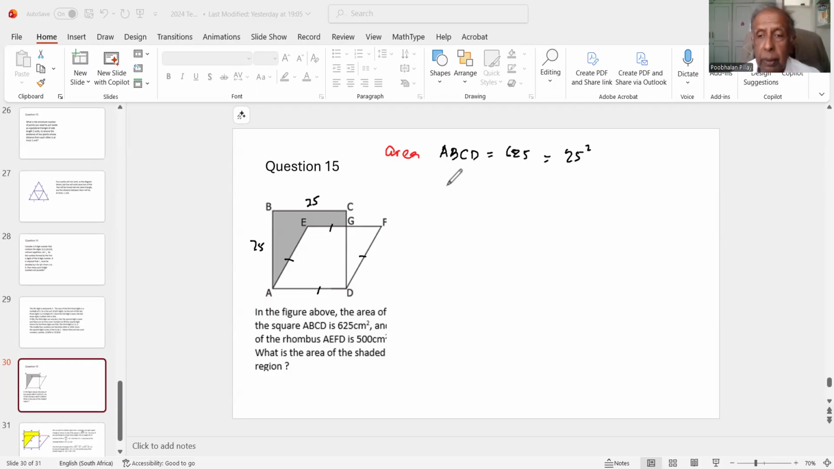So you got 500 is the area of the rhombus. And the area of a rhombus, or area of any parallelogram, is base times height. Right? And the base is, okay, we saw the base is 25. The rhombus shares one side with the square, so the rhombus will also have sides 25. So this is 25 times the height.